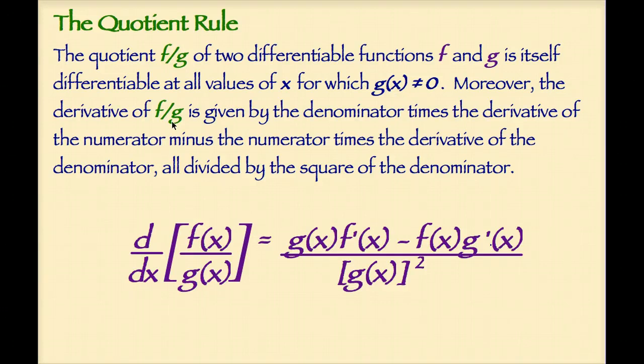Moreover, the derivative of f over g is given by the denominator times the derivative of the numerator minus the numerator times the derivative of the denominator, all divided by the square of the denominator. Here's what this looks like. Let's say your function f of x over g of x is here. We want to take the derivative. Then it's going to work this way. The bottom function times the derivative of the top function f prime of x minus the top function f of x times the derivative of the bottom function g prime of x. And all of this will be over the square of the original denominator, whatever it was.